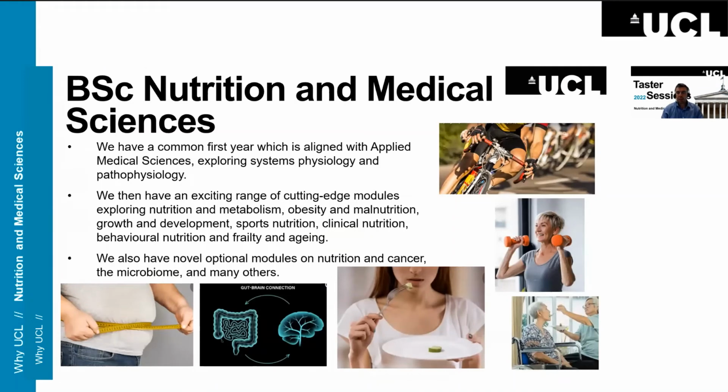We have an interesting course. It's a novel course. There's no other course like it in the United Kingdom. In our first year, we have a common set of modules which is aligned with applied medical sciences. Typically in the first year, the nutrition students do most of their modules with other courses such as applied medical sciences, where they're exploring physiology and pathophysiology, and that gives a really good backbone and background to understanding more complex things in the second and third year. In the second and third year we cover metabolism in great depth. For example, we have this obesity malnutrition module that I mentioned earlier.